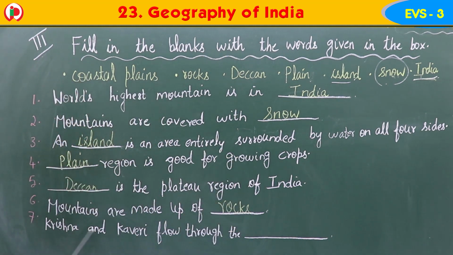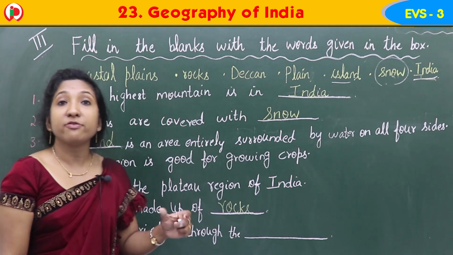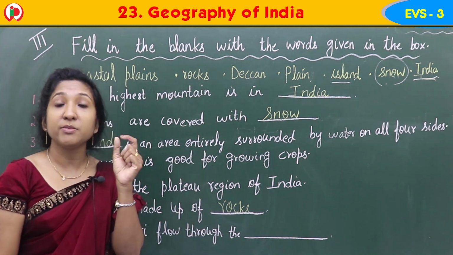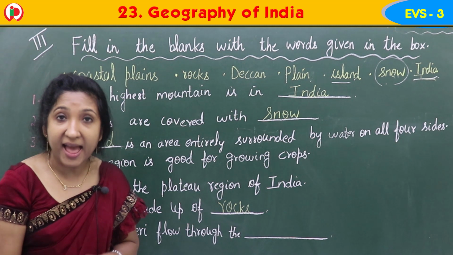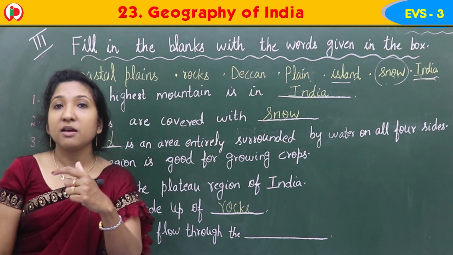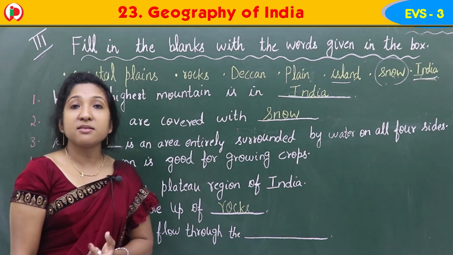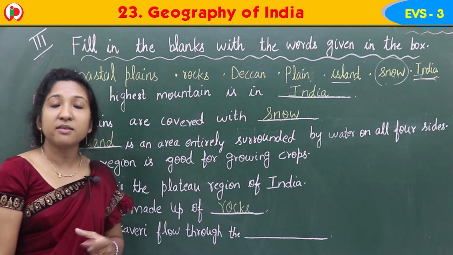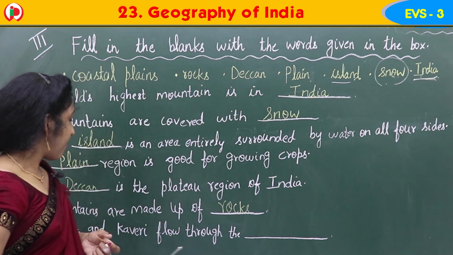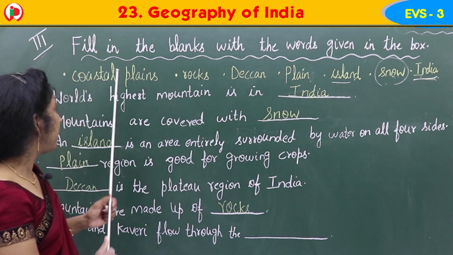Now the last one, Krishna and Kaveri flow through dash. Krishna and Kaveri flow through coastal plains, eastern and western part of India. It also has some narrow strip of plain land, isn't it? Yes. So these plains meet in Kanyakumari, isn't it? In Tamil Nadu. Yes, so these plains are called coastal plains. There some rivers are flowing through. Among those rivers, Krishna and Kaveri are two rivers flowing through coastal plains.